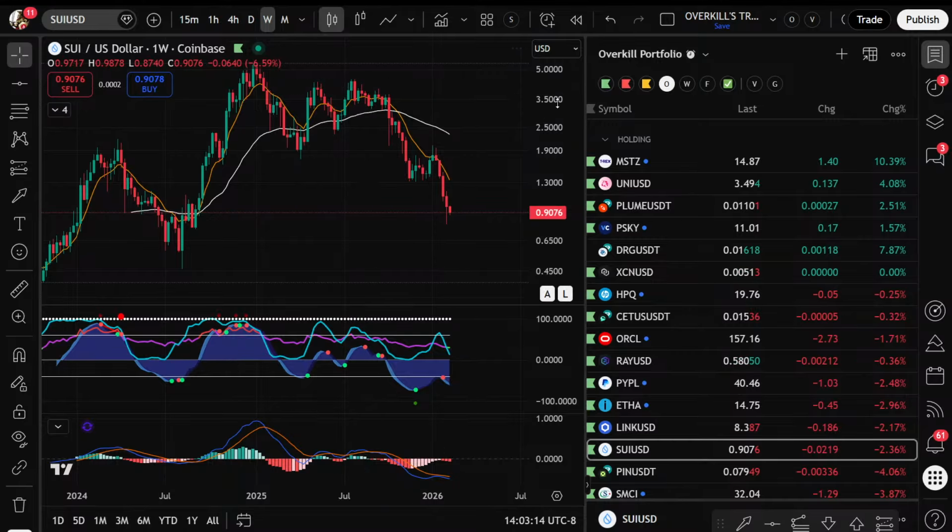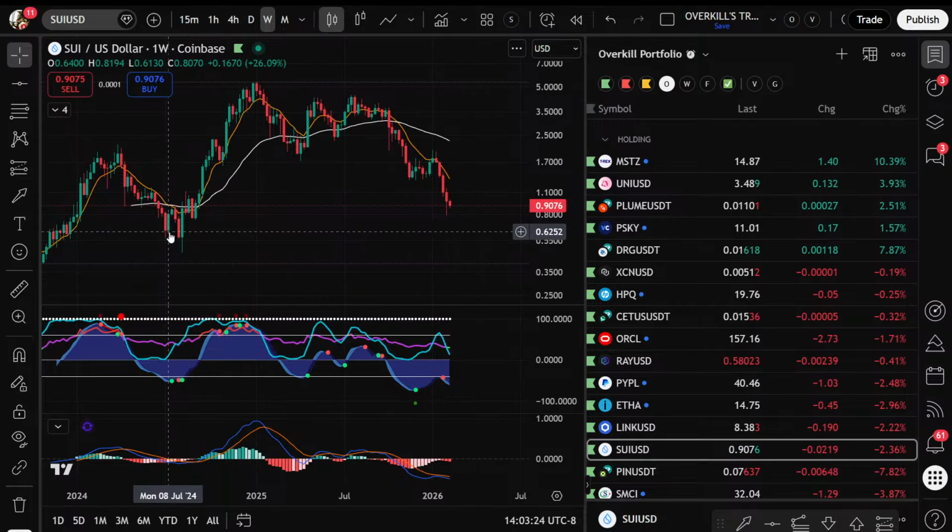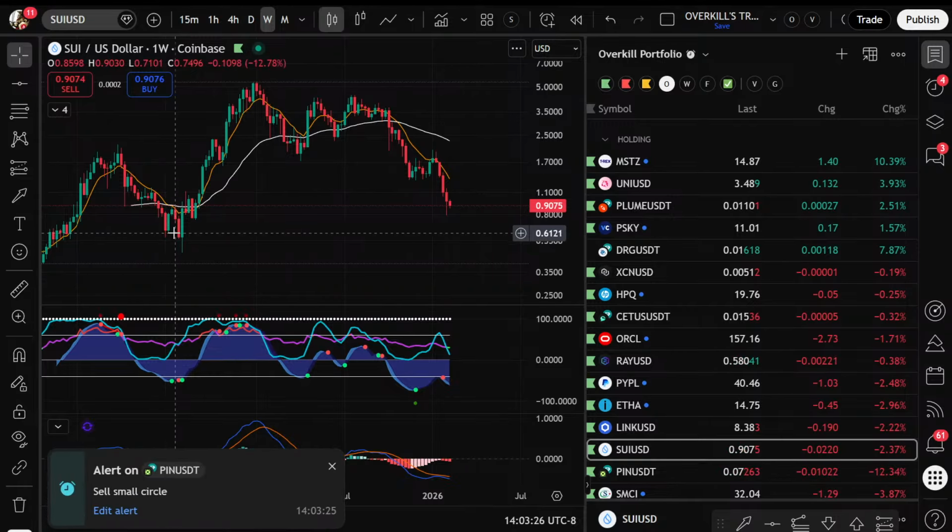And it's down here, right? Everyone was talking about SUI back here at $5. If you guys were around in December, everybody was talking about SUI. You guys want to know where we called SUI out? We called it out back here in July at 60 cents. 60 cents we called out SUI.